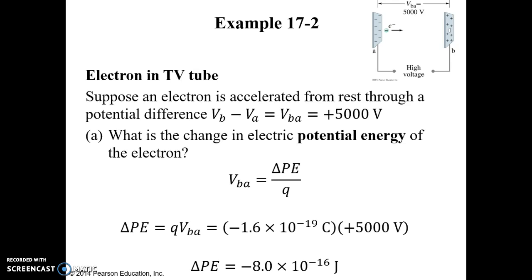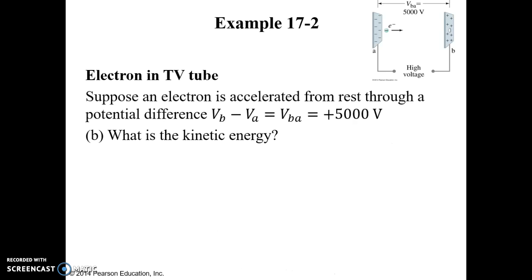Notice that the charge for an electron is 1.6 times 10 to the negative 19 coulombs. I would write down this number for future reference. Also remember that the electron has a negative charge. Multiply that by 5,000 volts to get negative 8 times 10 to the negative 16 joules. The last thing is don't forget that the unit for energy is joules.